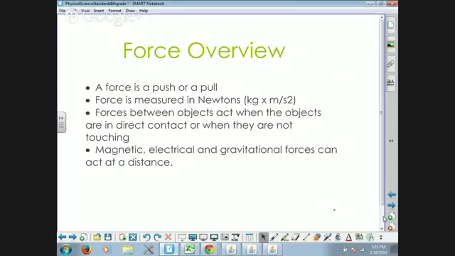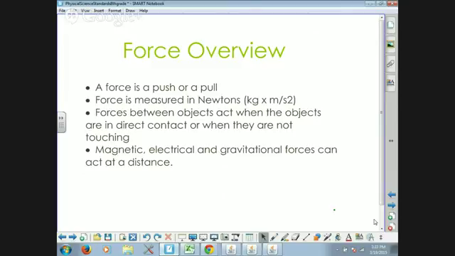All right, so the overview. We're looking at the fact that a force is a push or a pull. Force is measured in newtons. And then force between objects acts when the objects are either touching, so in direct contact, or when they're not touching.